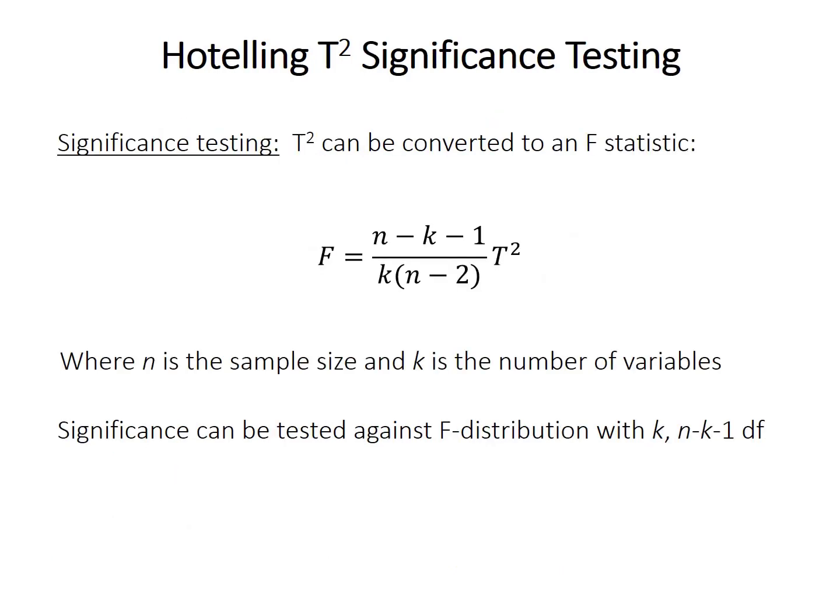The significance of the t-squared is assessed by converting it to an F statistic using this formula here. In the formula, n is the total sample size, the total number of observations from all samples, and k is the number of variables. Then we test this F value against the F distribution with k and n minus k minus 1 degrees of freedom. You've seen F distributions before with ANOVA, with the F test itself, with a variety of tests. It's a common statistical distribution that we use to determine what are the expected values under the null hypothesis.